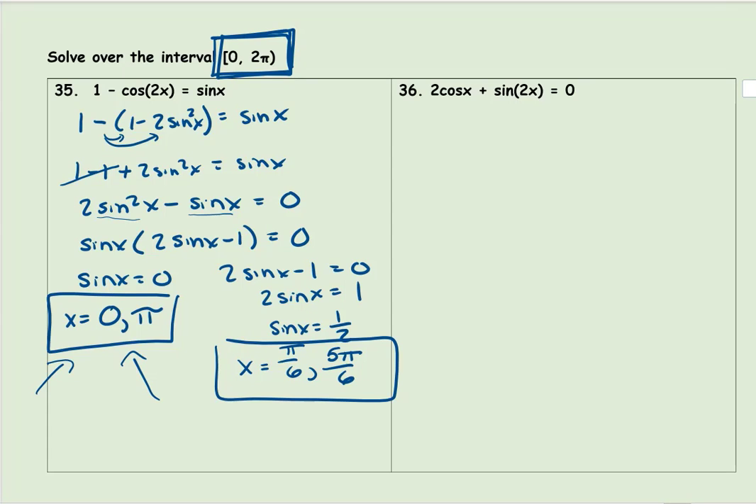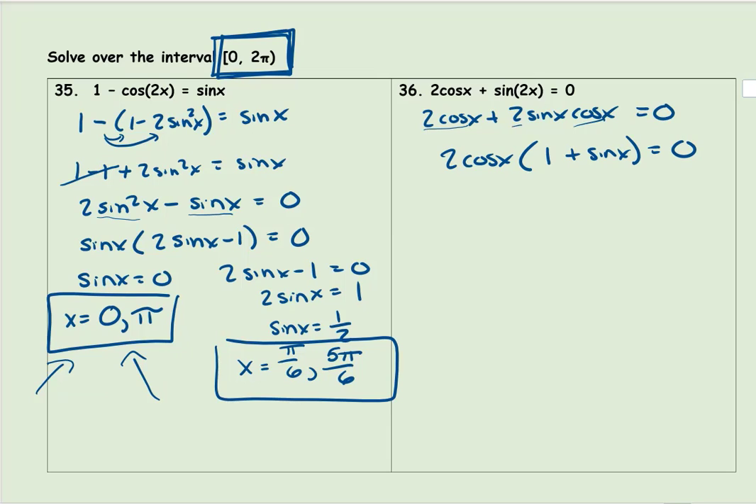So let's do one more here, and we're going to do 2 cosine of x plus sine of 2x is equal to 0. So again, I have a cosine here, and there's really only one thing we can do with the sine of 2x. We have 2 cosine of x plus 2 sine of x times cosine of x is equal to 0. Both of these terms have a 2 cosine x. So I'm going to factor that out. So now we have 2 cosine of x times 1 plus sine of x is equal to 0.